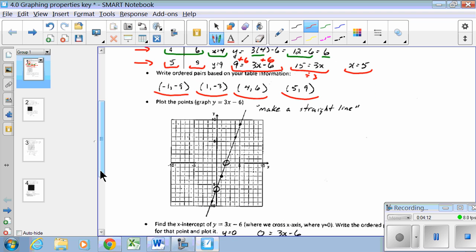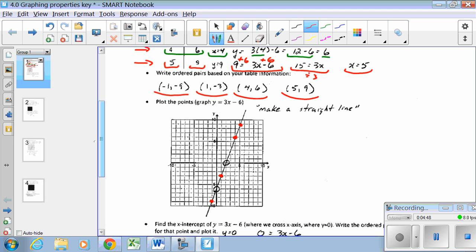So then I want you to show me that you know how to plot points. The table is one skill. If I give you the x value, show me how to find the y value. If I give you the y value, show me how to find the x value. And then we work it out. How do you plot the points? Again, this graph didn't copy very well, but we plotted -1, -9. We plotted 1 with -3. We plotted 4 with 6. And we plotted 5 with 9.